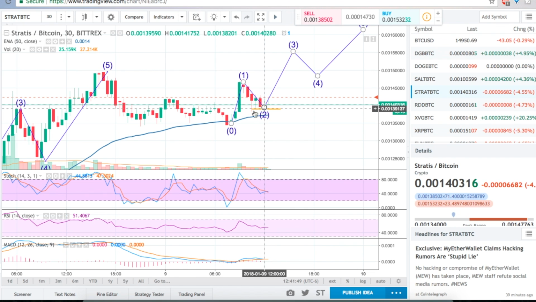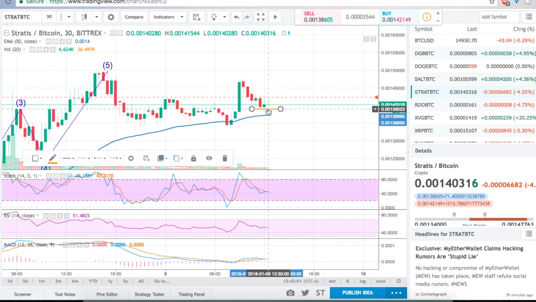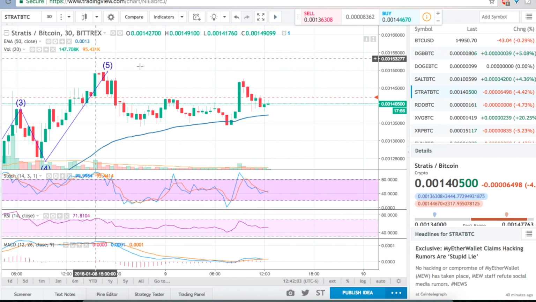If an Elliott wave trader would see this pattern, they're going to buy it here on the 618 fib and then set their sell somewhere around here on wave 3, because it's usually going to correct. So that's how an Elliott wave trader would day trade this.